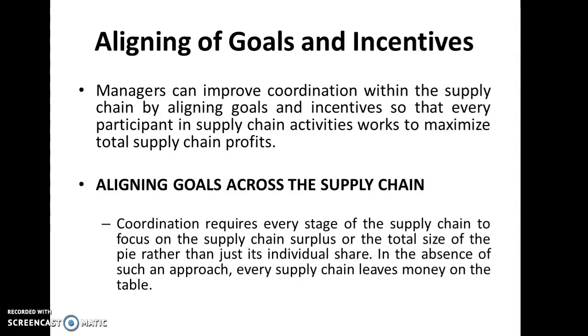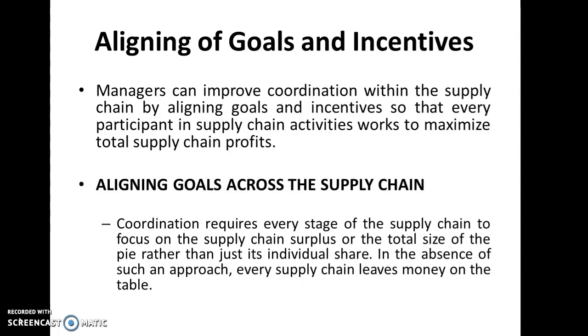Aligning goals across the supply chain. Coordination requires every stage of the supply chain to focus on the supply chain surplus or total size of the pie rather than just its individual share. That means every stage of the supply chain should aim at improving the supply chain surplus of the system, but not at improving the profit of that particular unit or particular stage in the supply chain.